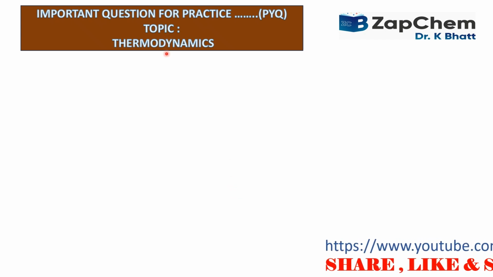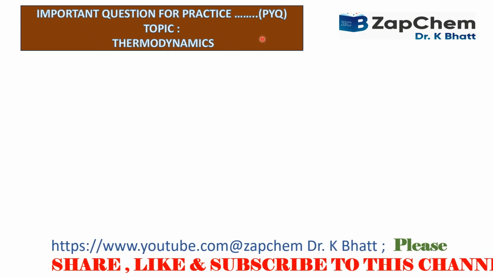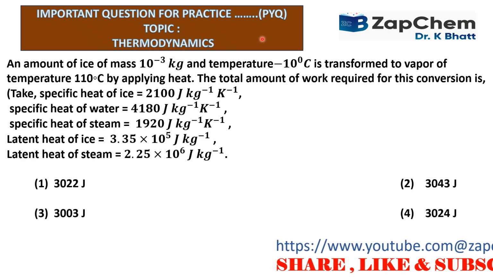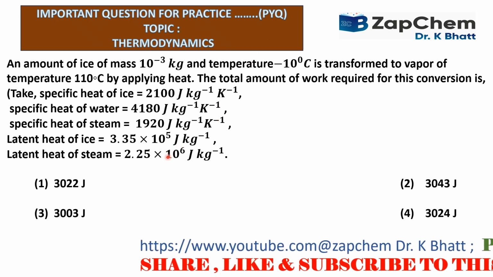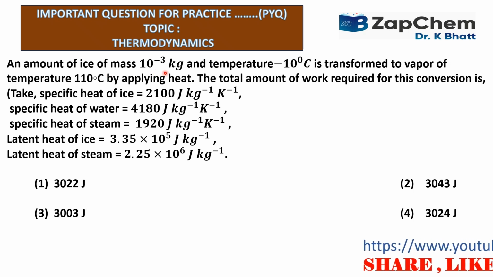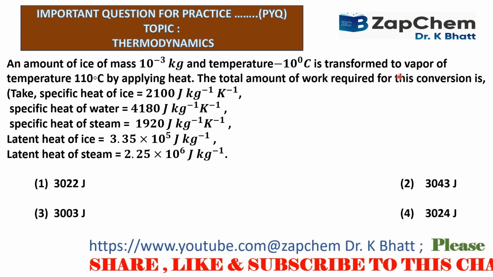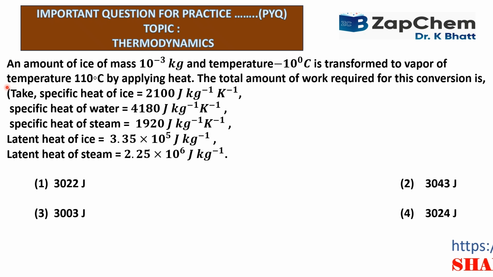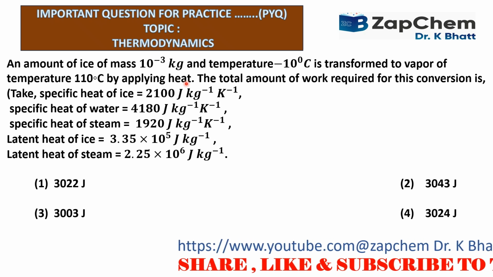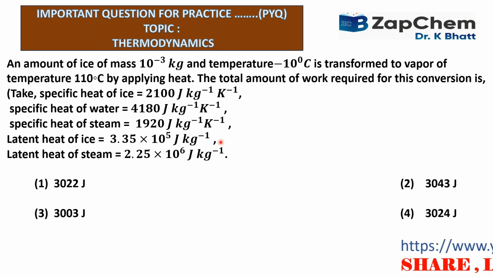We find a question on thermodynamics here. Of course, it is a PYQ which has appeared in various competitive examinations. The question is quite simple, but at the same time, it has to be looked at properly. The question is, an amount of ice of mass 10 to the power minus 3 kg and temperature minus 10 degrees Celsius is transformed to vapor of temperature 110 degrees Celsius by application of heat. We are required to calculate the total amount of the work done for this conversion.